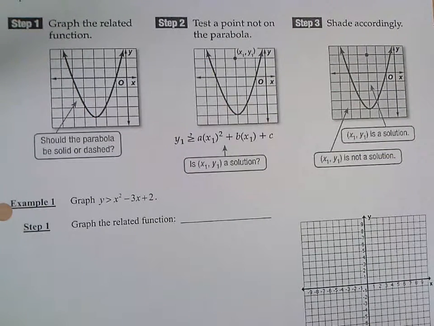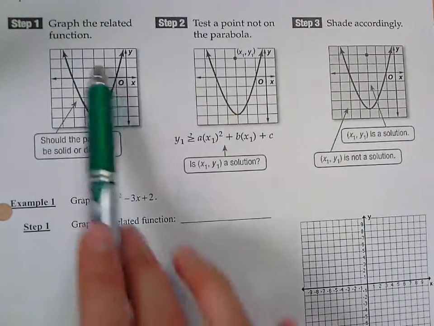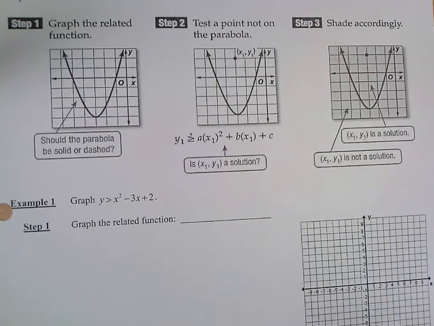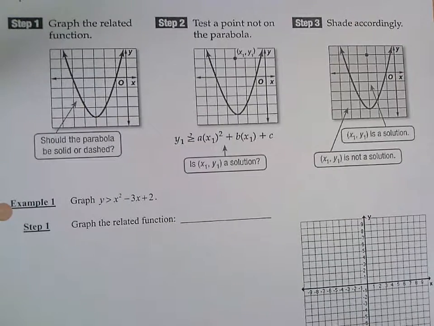Absolute value graph, and you had to decide if it was going to be a solid or a dashed line, or a solid or a dashed absolute value graph. Same with parabolas, so now you're graphing a parabola, determining if it's solid or dashed. Then you had to test a point to figure out where to shade. So inequalities are the ones you have to remember.